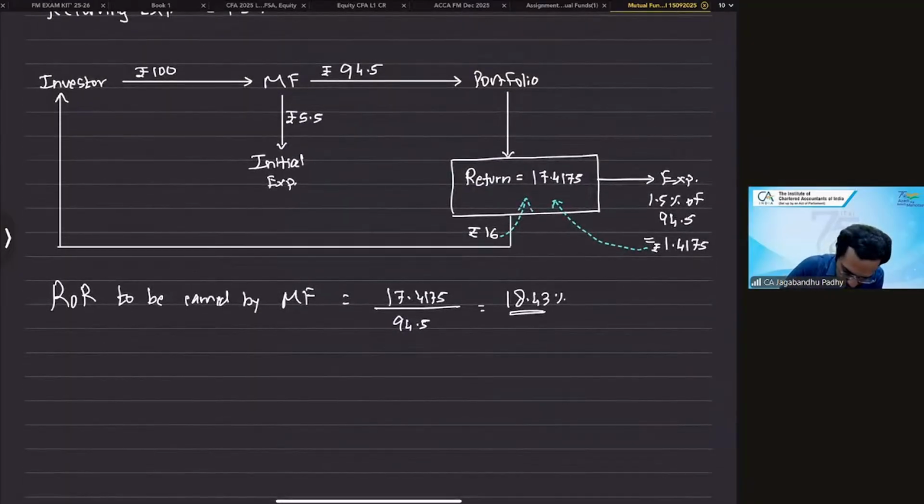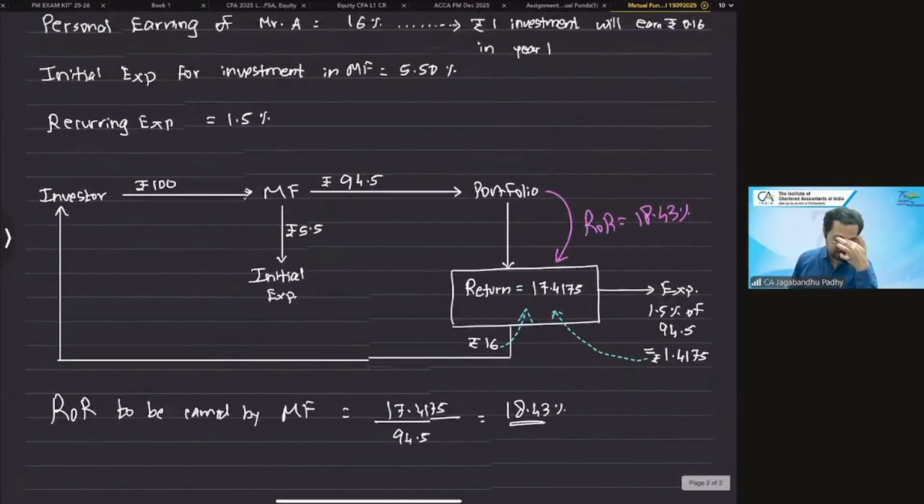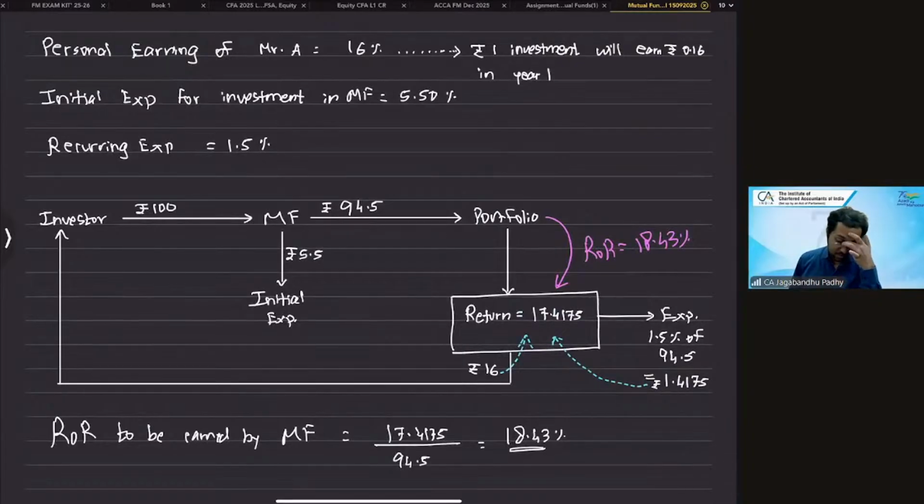So it is simple. The portfolio should be giving a rate of return of 18.43%. So the portfolio amount of 94.5 should generate a return of 18.43%, which translates to 17.4175, out of which 16 will be paid to the investor and 1.4175 will be paid out as expenditure. Is this logic clear, guys? Yes. Perfectly clear? Okay.